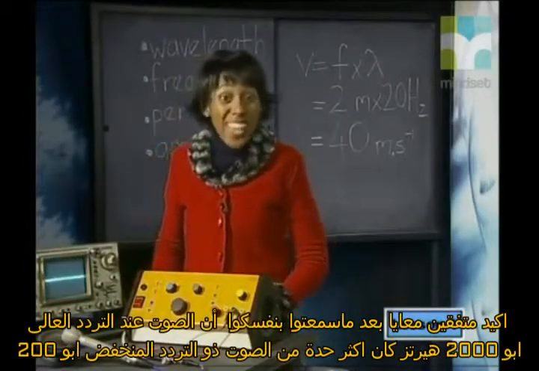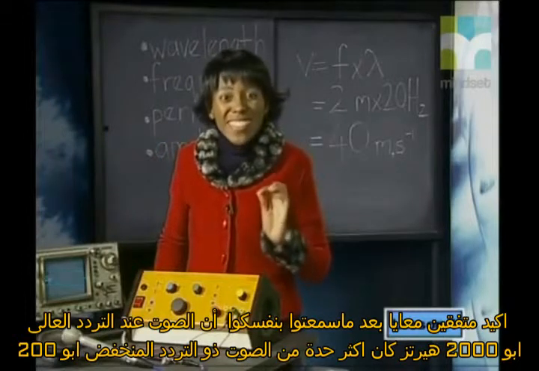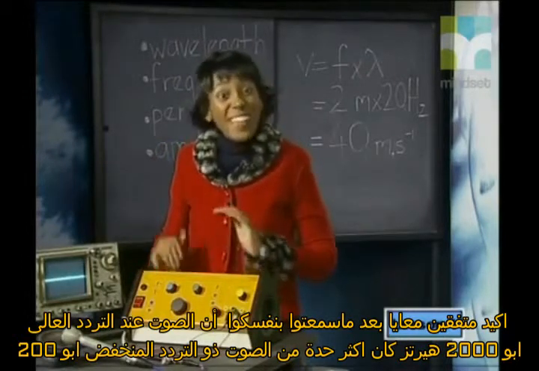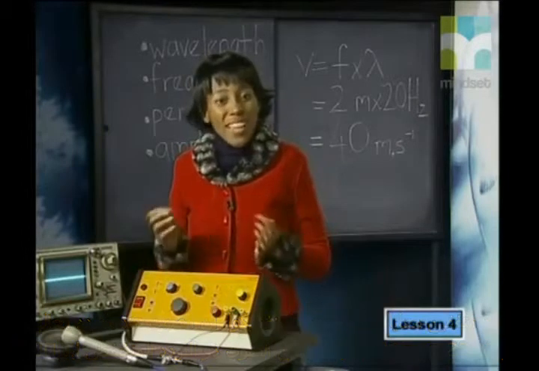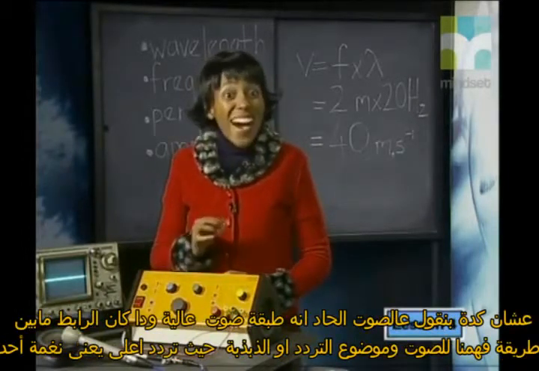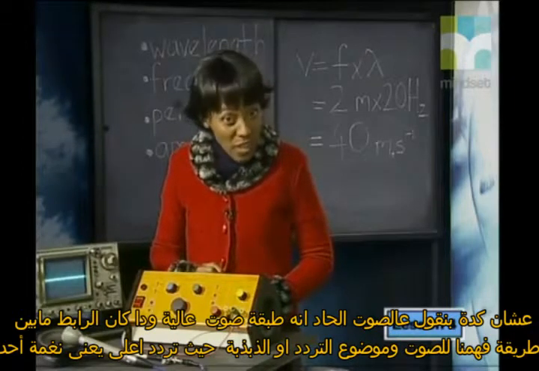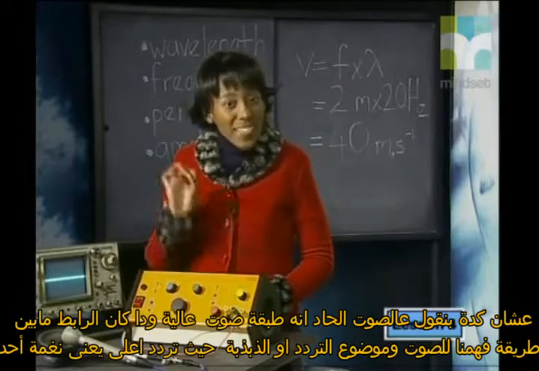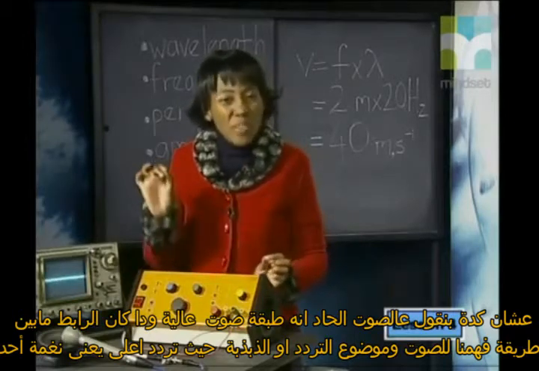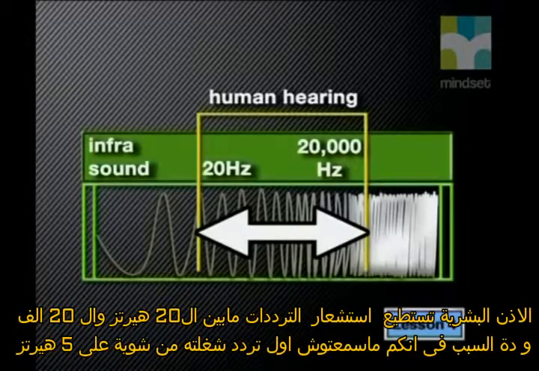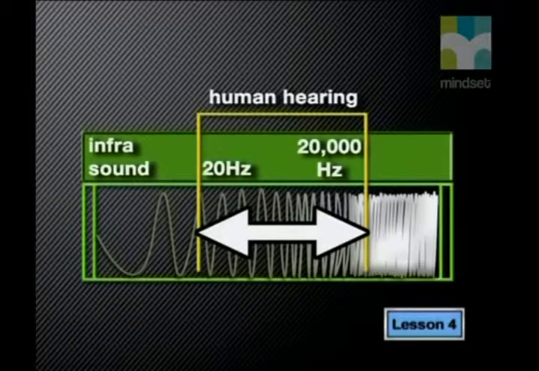Do you agree that at the higher frequency, the sound was sharper than the sound at the lower frequency? We say that this sharp sound has a high pitch. So this is the link between how we perceive sound and the frequency. The higher the frequency, the higher the pitch. The human ear can only detect frequencies between 20 Hz and 20,000 Hz. And that is why you could not hear the first frequency that I played that was at 5 Hz.